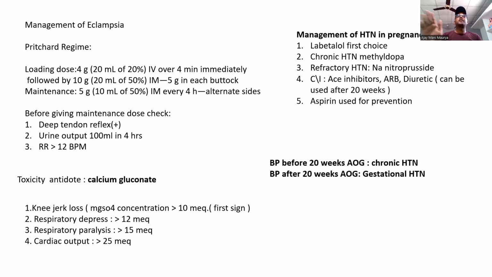So guys, for the management of eclampsia, please remember the Pritchard regimen. The loading dose is 4 grams IV followed by 10 grams IM, 5 in each buttock. Then maintenance is 5 grams.